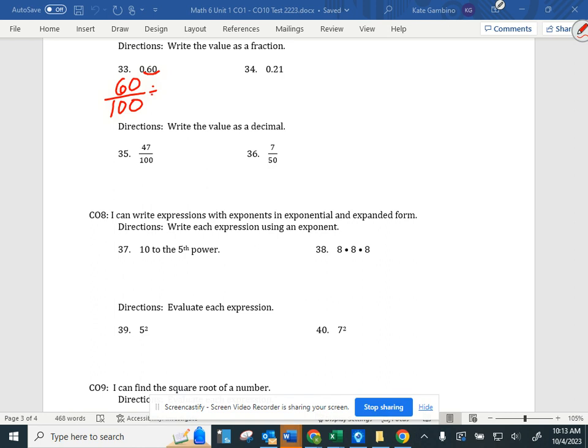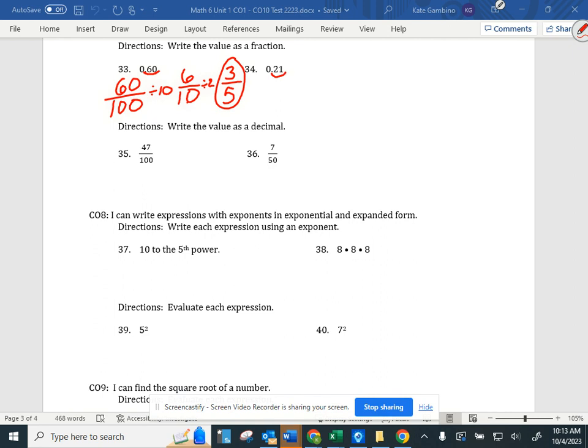Some of us divided a 10 out, and we said, okay, now I'm at 6 tenths. Ooh, I simplified. Am I done, Madeline? No. I can go even smaller. I can simplify again, dividing a 2 out. 6 divided by 2 is 3. 10 divided by 2 is 5. So my correct answer would be 3/5. So you have to simplify all the way down.